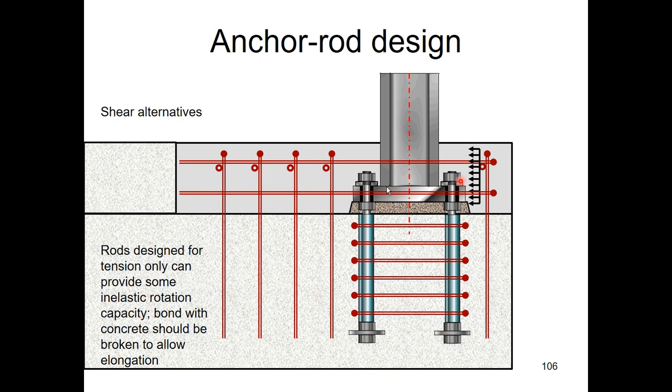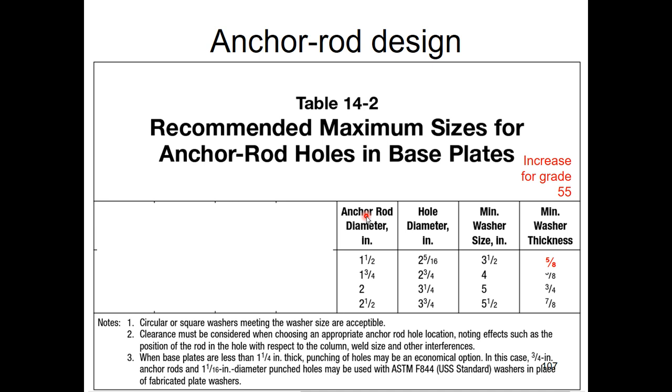These rods then, if we're taking the shear out not through the rods, would be designed for tension only. I always think it's a good idea to provide a debonding mechanism for the rods so that they can elongate a little bit and allow the connection to rotate and provide some ductility. The anchor rods that we're using are grade 55. The washer that I'm using for this example is greater than the washer that's called for in Table 14-2 of the AISC manual.